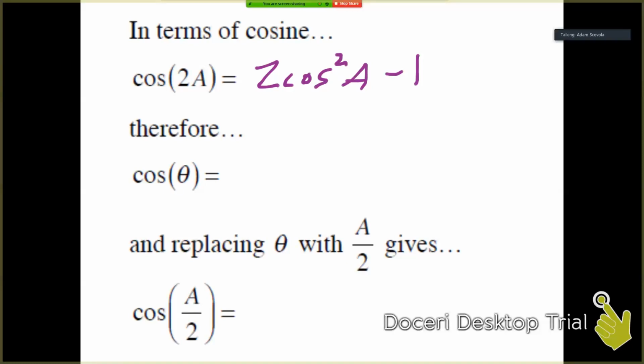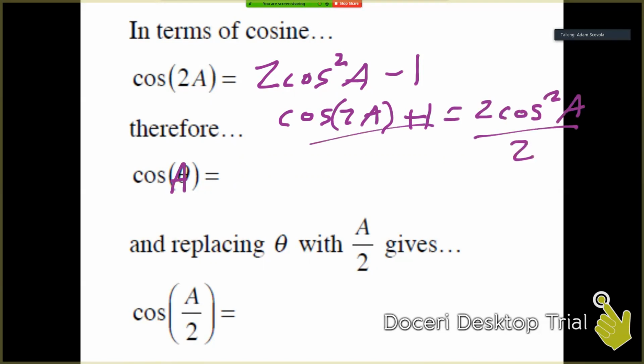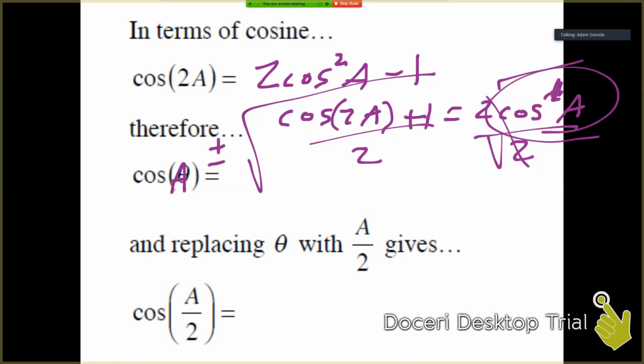So now, therefore, the cosine of a, we've got to isolate a. So I'm going to add 1 to both sides, and I get cosine of 2a plus 1 is equal to 2 cosine squared of a. Then I'm going to divide by 2, all right? And then I'm going to take the square root, and I get plus or minus, so the cosine of a, right here, without that, because we took the square root, is equal to plus or minus the square root of the cosine of 2a plus 1, all over 2. So I can erase this.